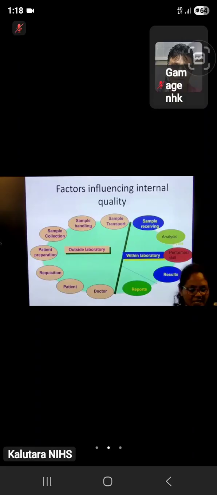Then, to obtain a quality report, what can you do? Tell me. Now you know these factors. There may be defects in these factors. There may be errors in these factors. So, to obtain a quality report, what can you do? Tell me. Anybody?